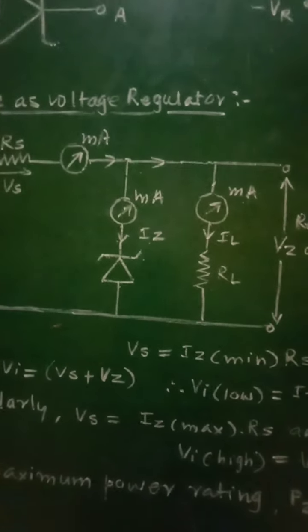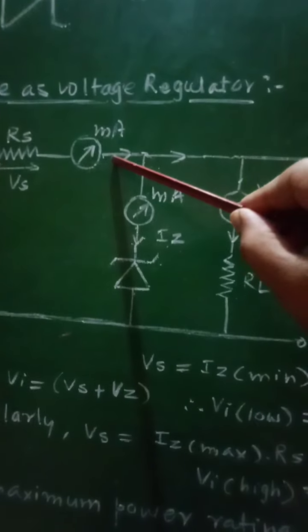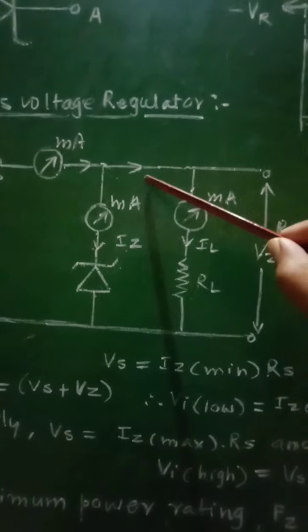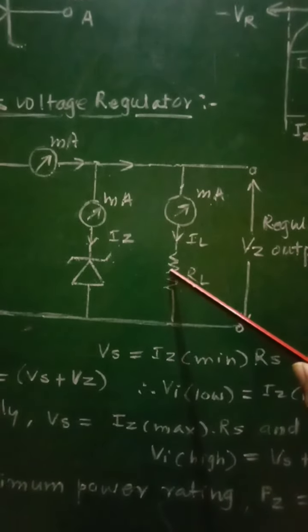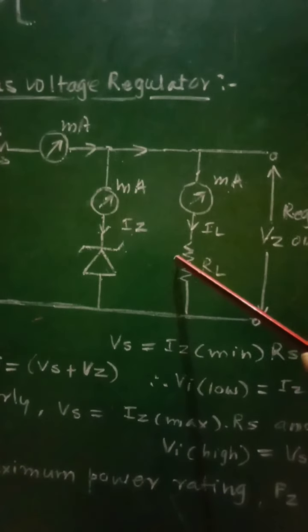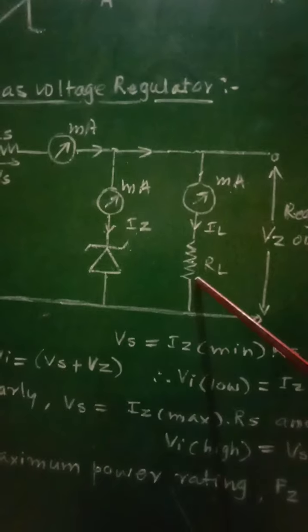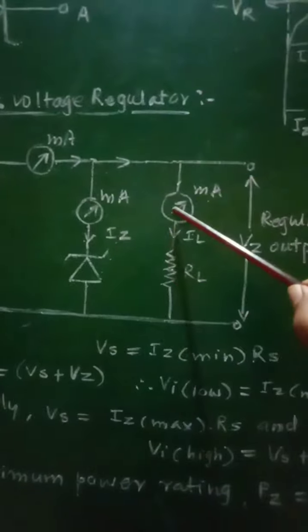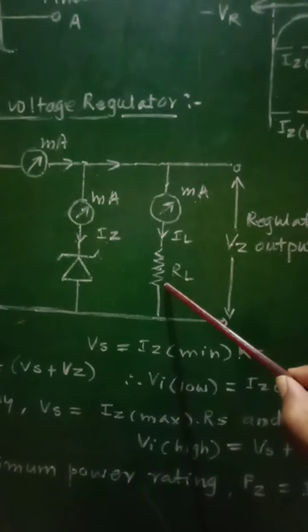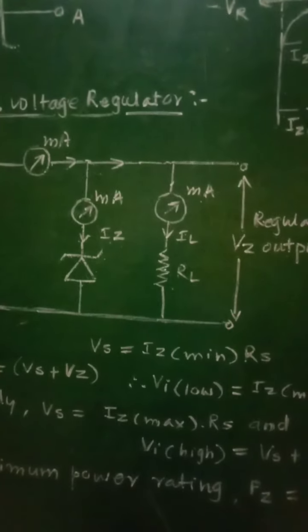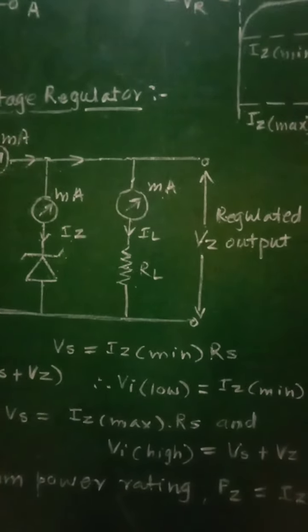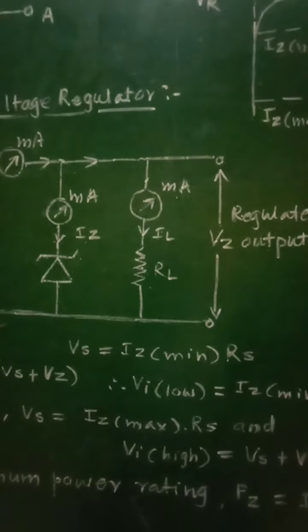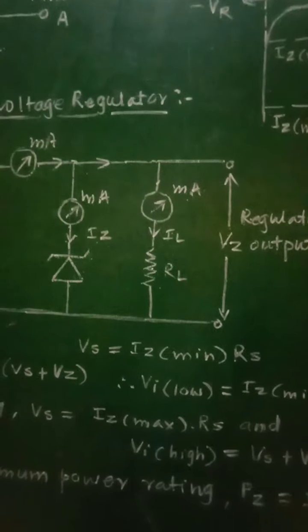That means when there is an increase in the total current, maximum current will pass through this Zener diode, keeping a constant value of the current flowing through this load resistance RL. When there is a decrease in the current, then the current through the Zener diode will decrease. Again, the value of current flowing through this load resistance RL will be kept constant, and therefore the voltage will get regulated at the output. Now some of the stages we will discuss here.